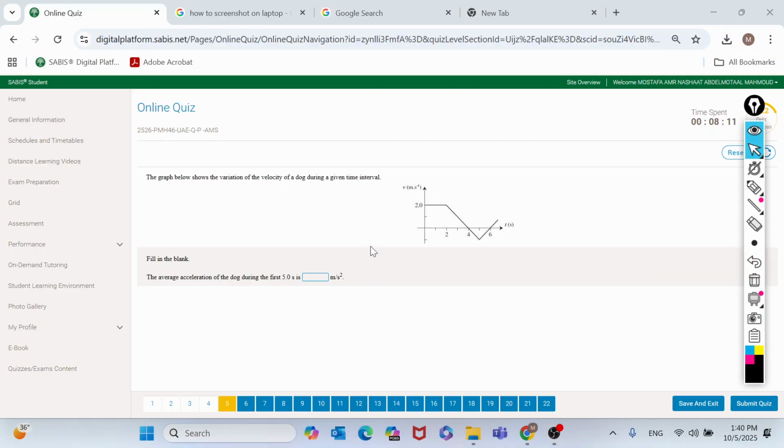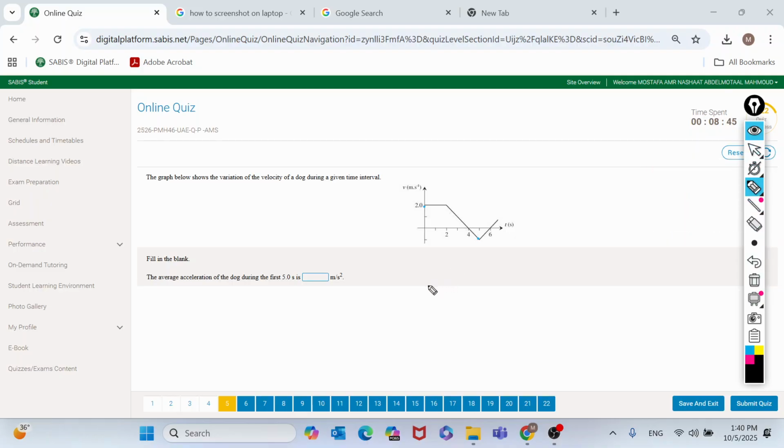Average acceleration is the secant. Instantaneous acceleration is the slope of the tangent. So here in the first 5 seconds, they want you to find the slope of the secant from here basically to here. No need to draw the secant, you can just use the 2 points. So delta v over delta t.